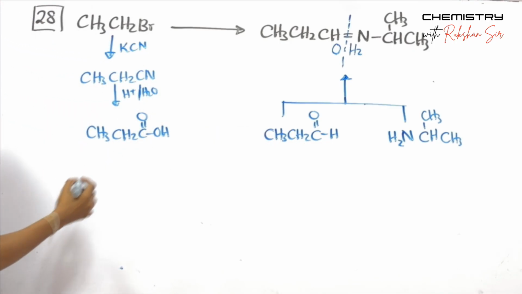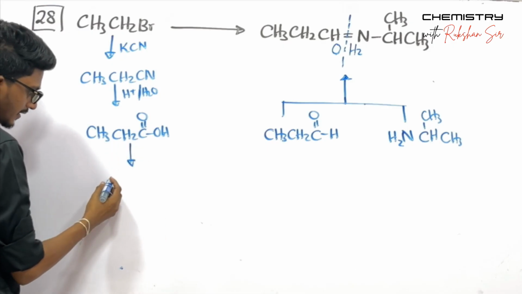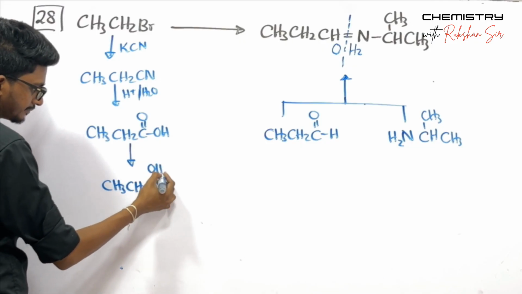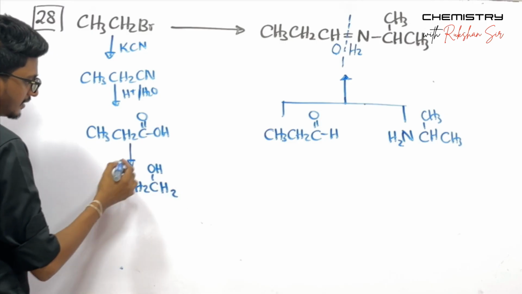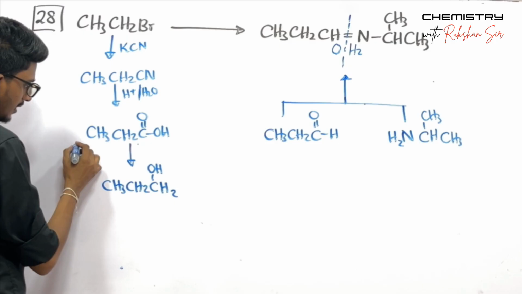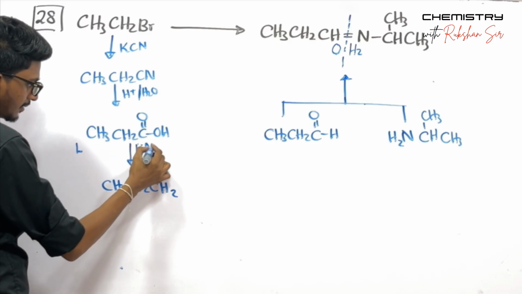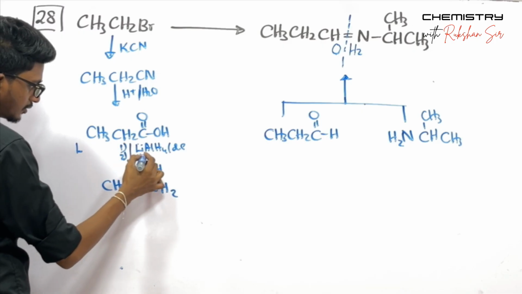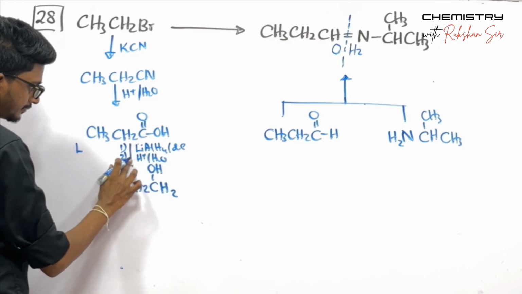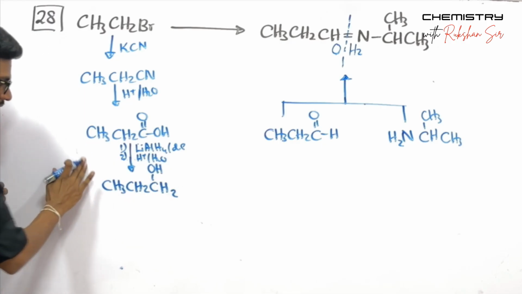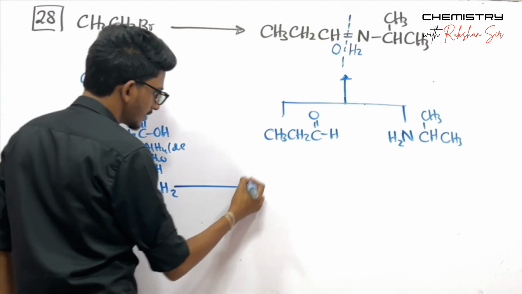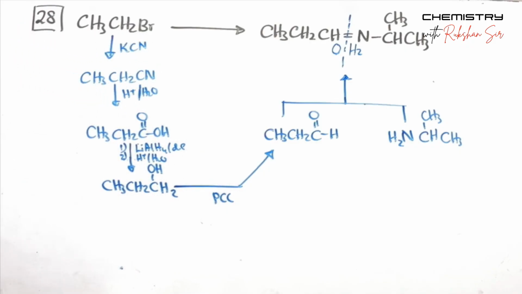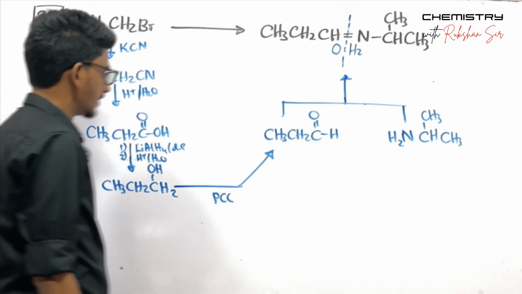So that can be produced first by converting the carboxylic acid to alcohol, and then the PCC. This can be done by adding lithium aluminum hydride, right, and H+/H2O. Then PCC, right? Right, that is done.